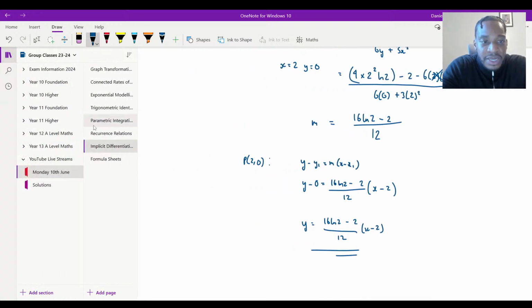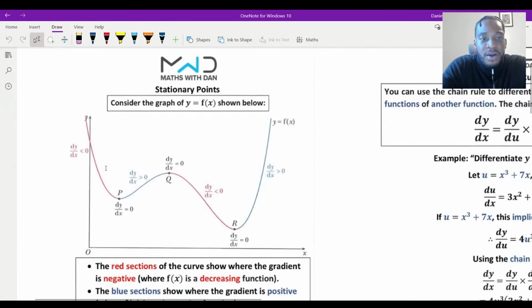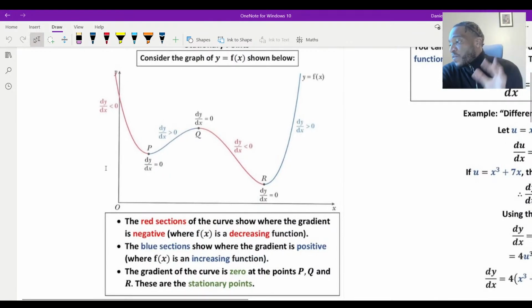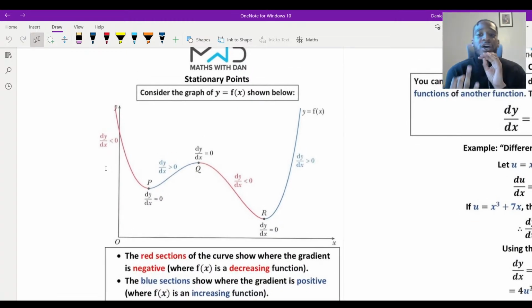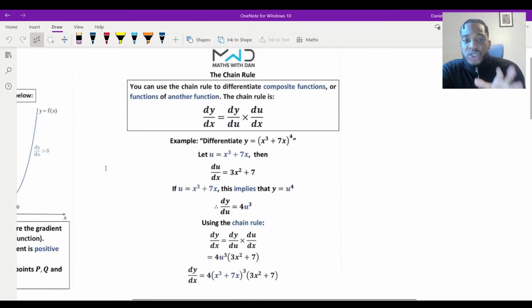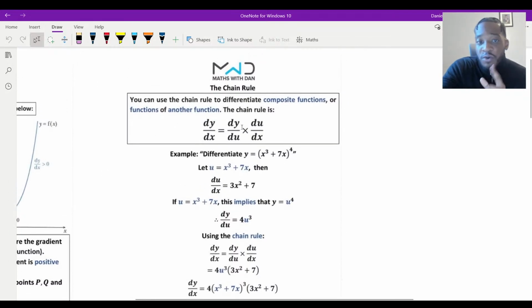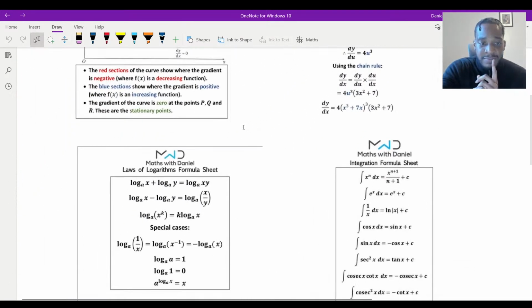I've actually got something for you, by the way. Formula sheet. So remember, stationary points. If you see stationary points, that just means that dy/dx is equal to 0. So if they ask you for a minimum turning point, you just differentiate, set it equal to 0, and solve. And obviously you've got the chain rule here. This is also good for the connected rates of change problem that could come up, that didn't come up on paper one.